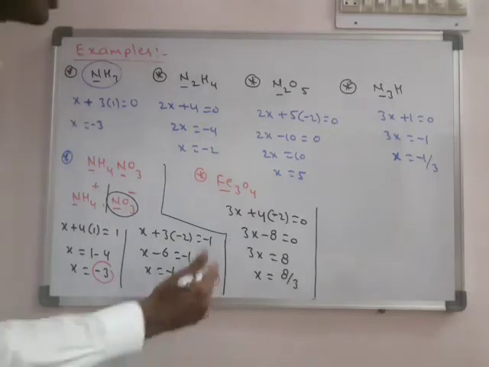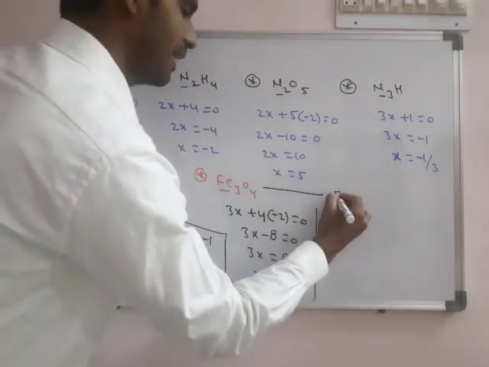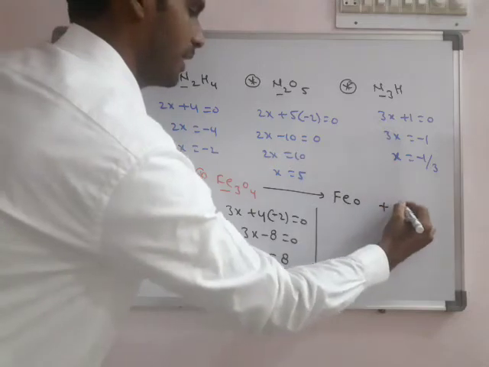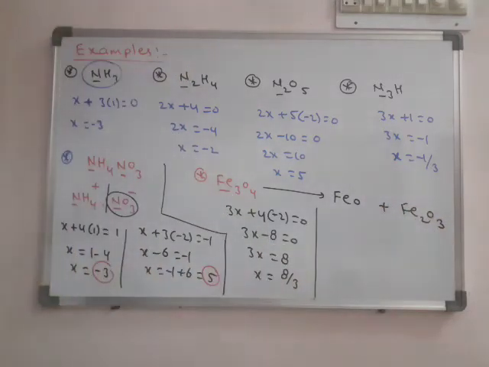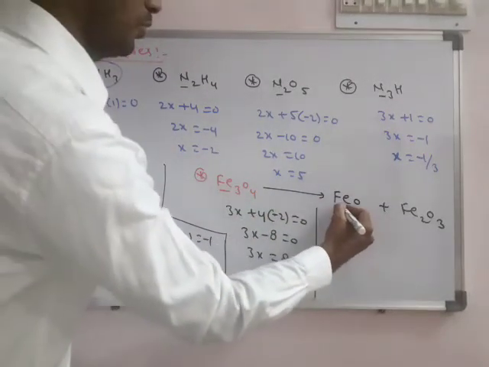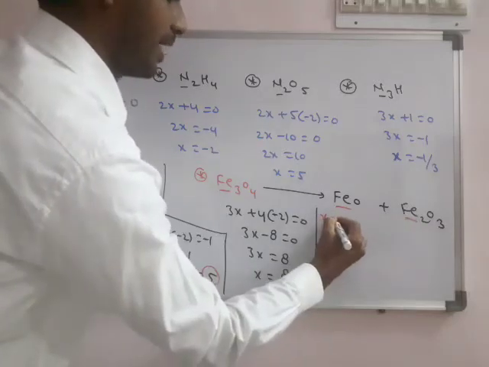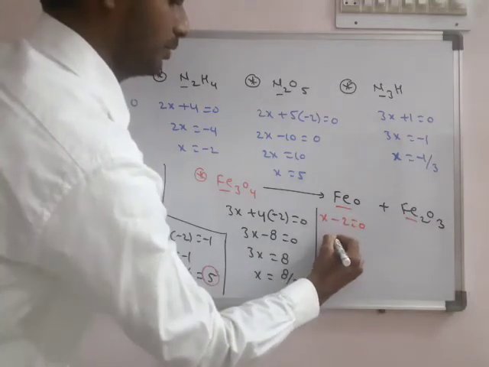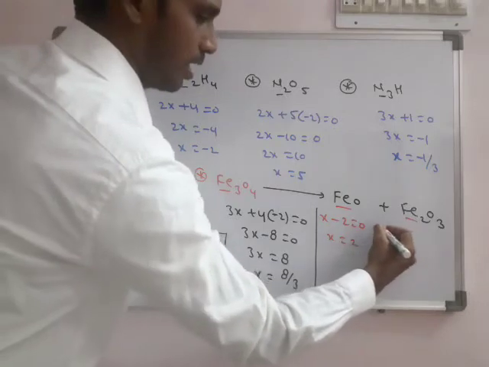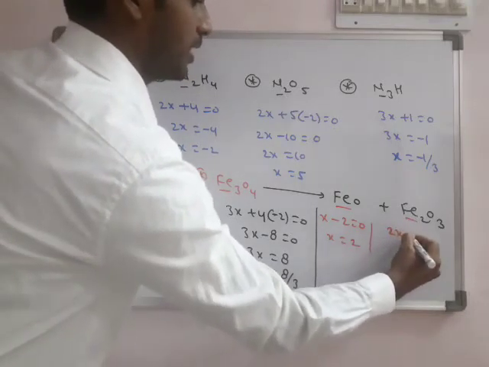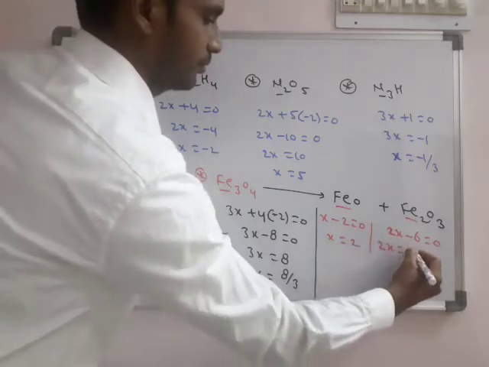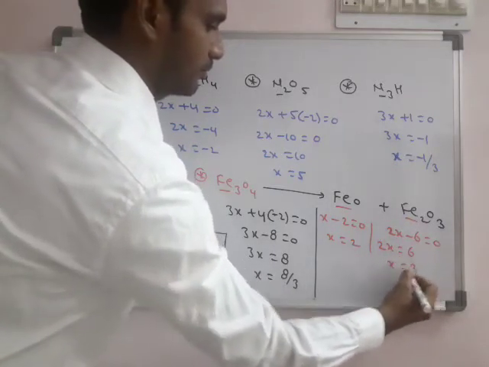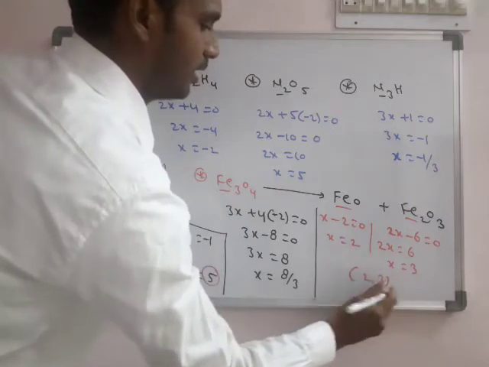So what are the other possibilities? It is actually taken into two parts, FeO plus Fe2O3. So we consider it as two parts. So in FeO, oxygen is minus 2, so x equals 2. Here in Fe2O3, 2x minus 6 equals 0, 3 into minus 2. Okay, which means the oxidation numbers are 2 comma 3.